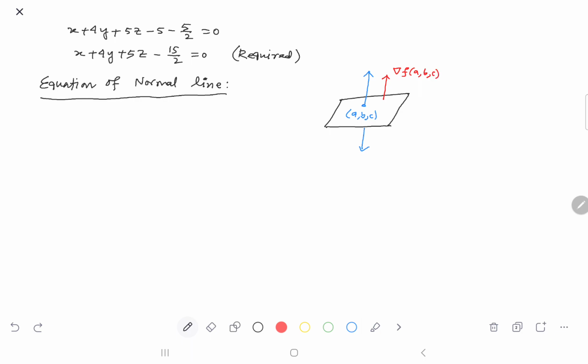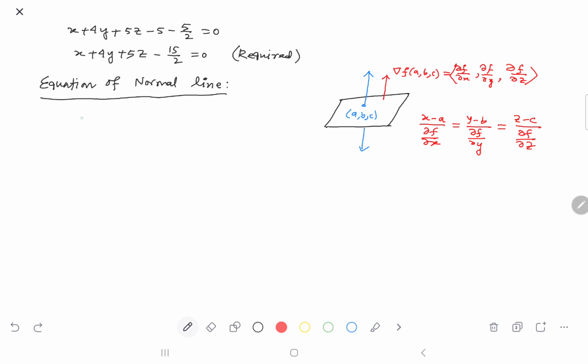So the symmetric equation will be what? x minus a divided by del f del x at that point, y minus b divided by del f del y at the given point, z minus c divided by del f del z at the given point. So the symmetric equation of the normal line is x minus a divided by del f del x, the first component of the gradient, y minus b divided by del f del y, the second component of the gradient, z minus c divided by del f del z. Okay, Mayan, clear?